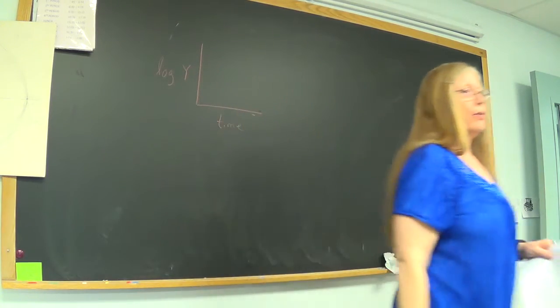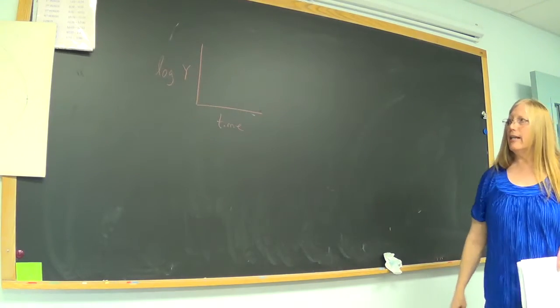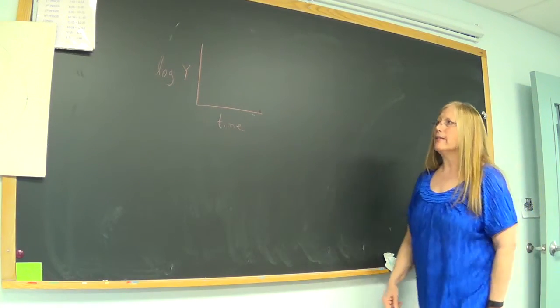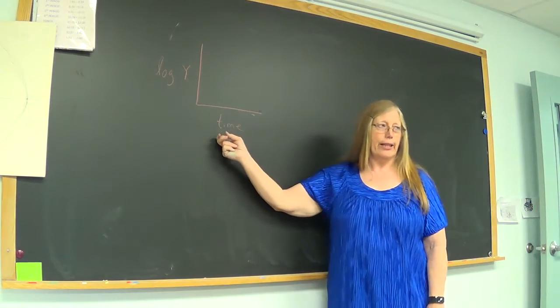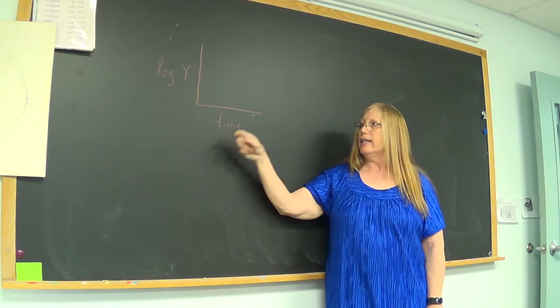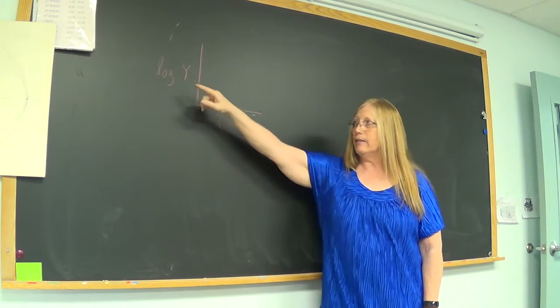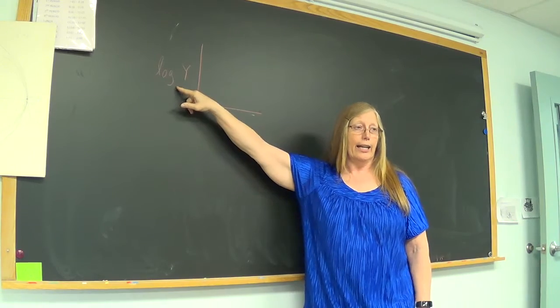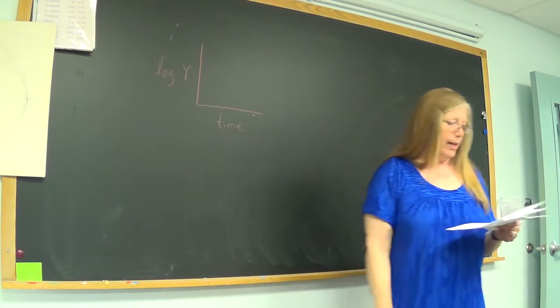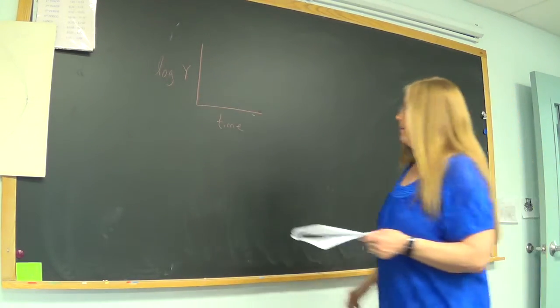All right, this is the one. So again, I always draw a little sketch for myself. This is the one that straightened the data out more than the other. It involved time and log of the Y value, which in this case was area.